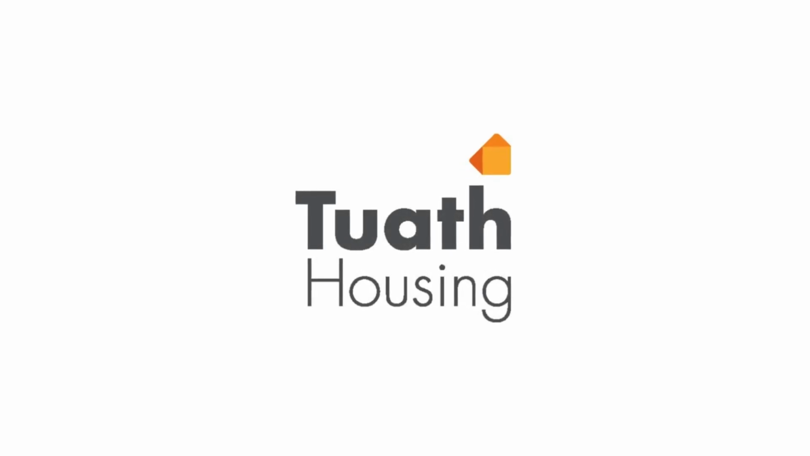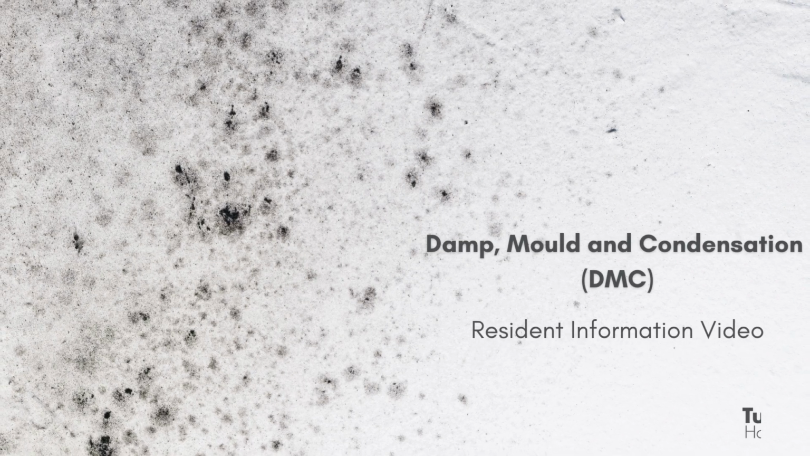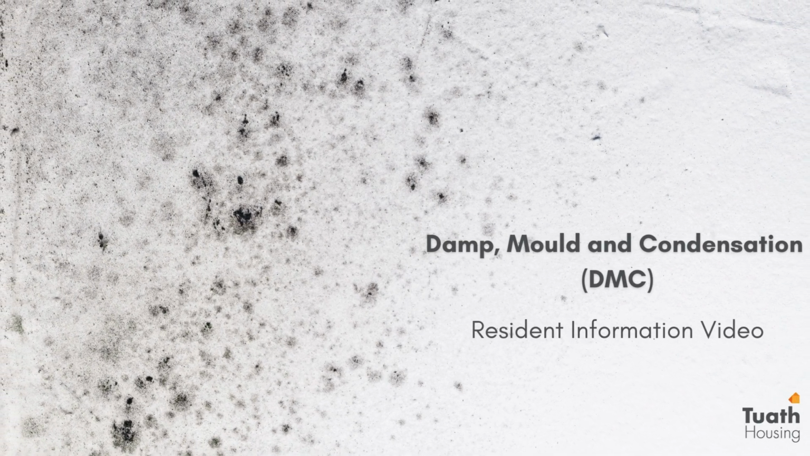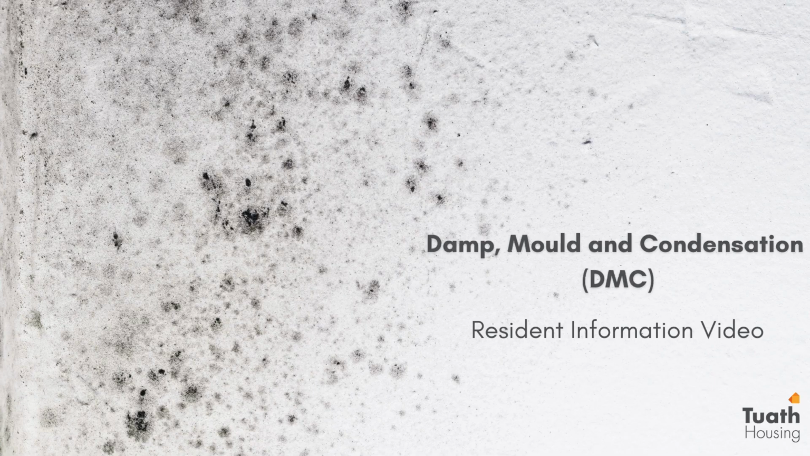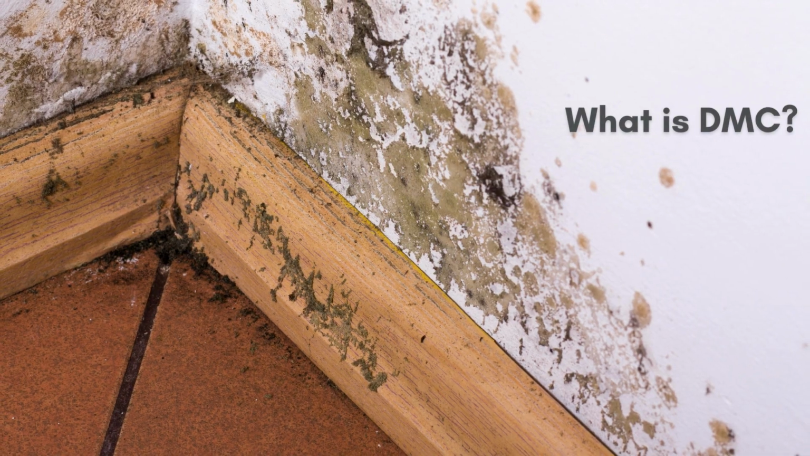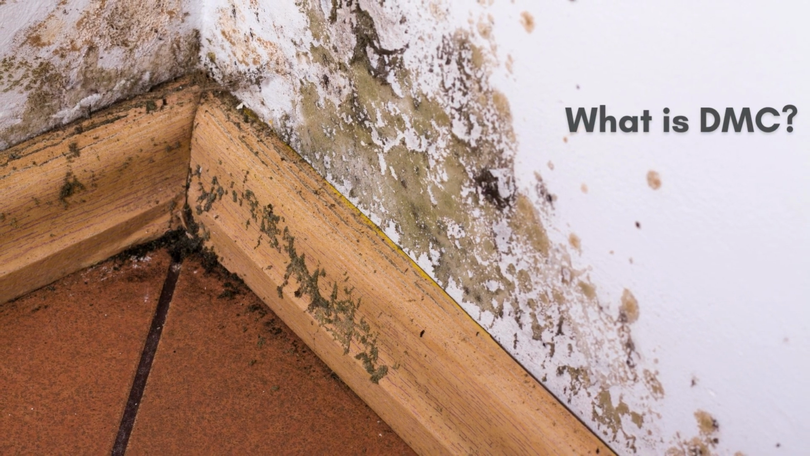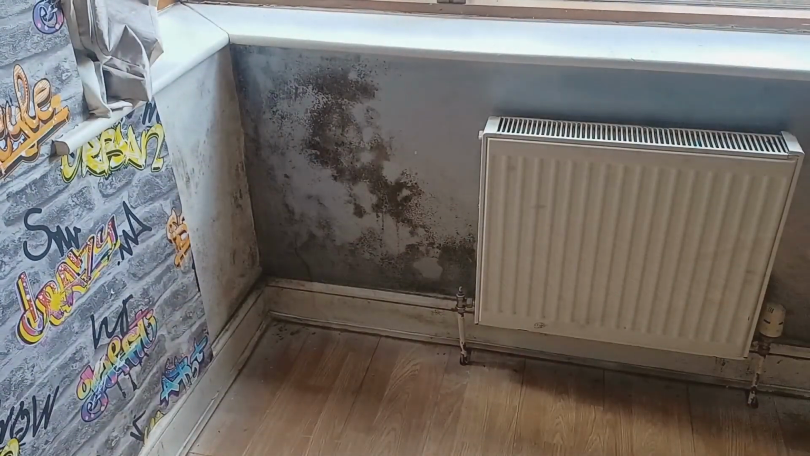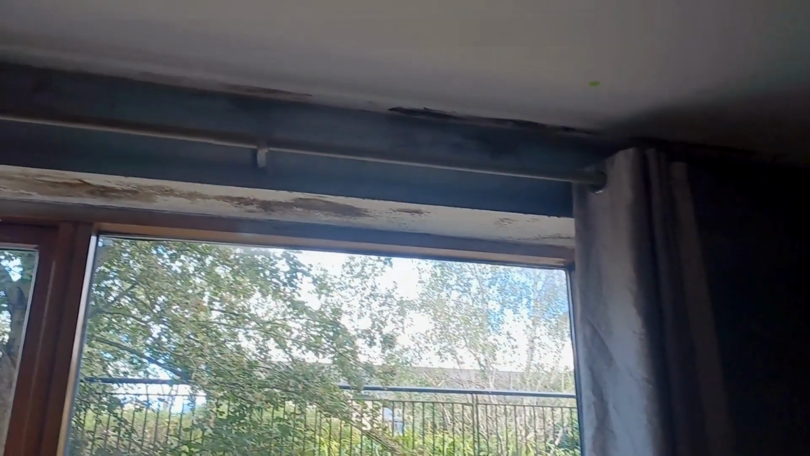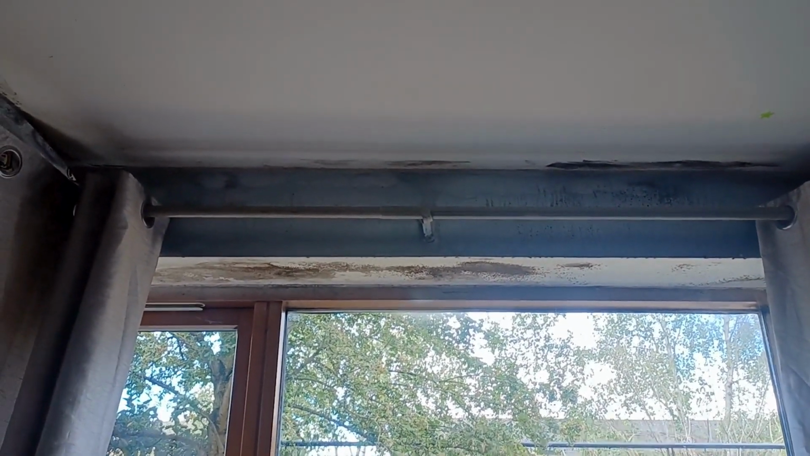This video is intended to provide a brief summary of some of the more common defects and causes of DMC issues that we sometimes find in our properties. DMC is a term we use to refer to damp, mold and condensation issues present in a home. They can result in mold and mildew growth and can cause damage to structural timberwork if left untreated.